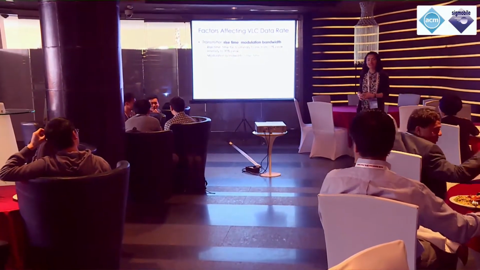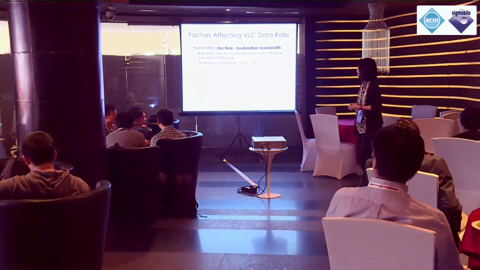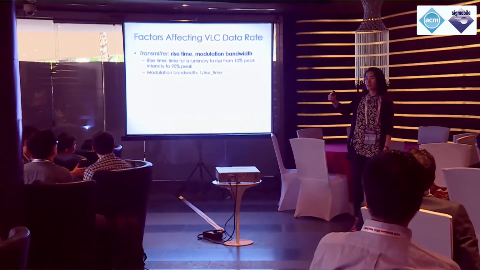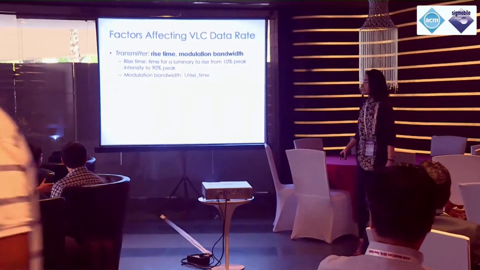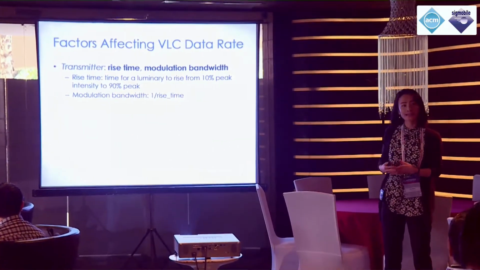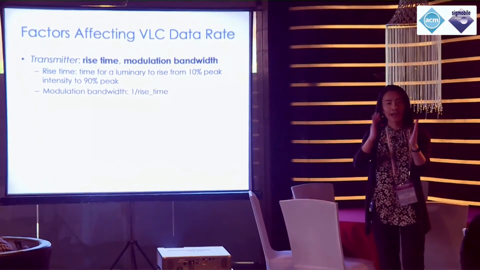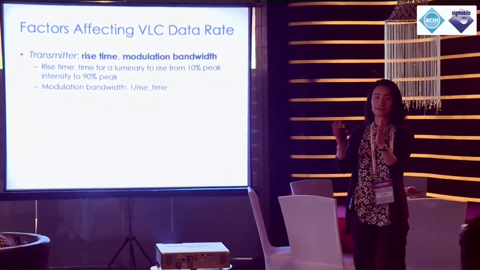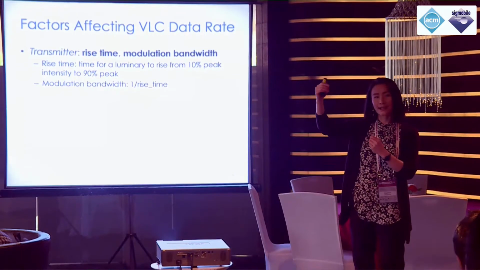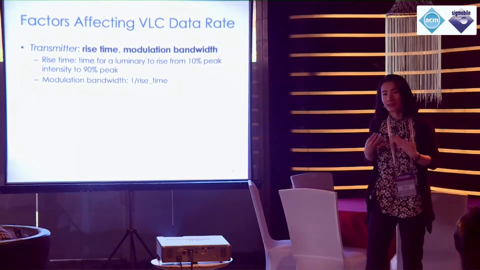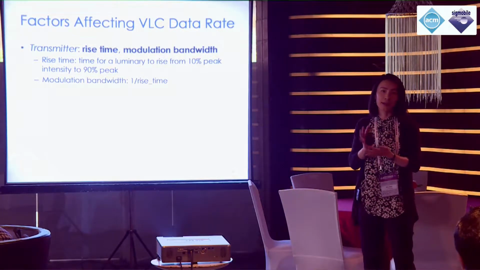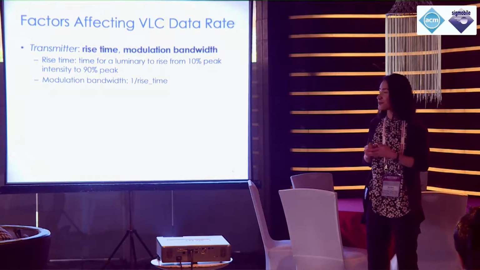So there are a few factors affecting the data rate of light communication. First of all, it really depends on how fast the transmitter or the luminary can be switched on and off. There are a few typical terms describing the speed. One is called rise time, meaning how long it takes for the diode to increase the intensity from 10% all the way to 90%. Obviously, the shorter the rise time, the faster the luminary can react to changes in the current. For the typical LEDs that we have today, that's around microseconds, so not super fast.